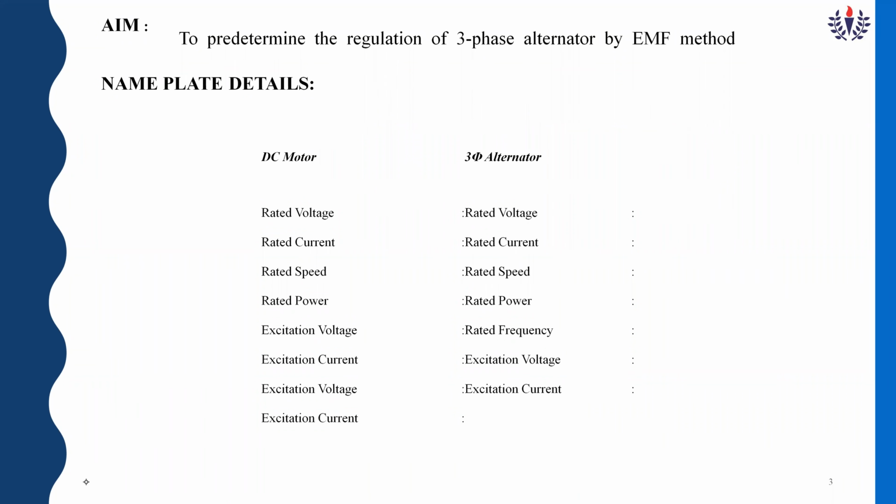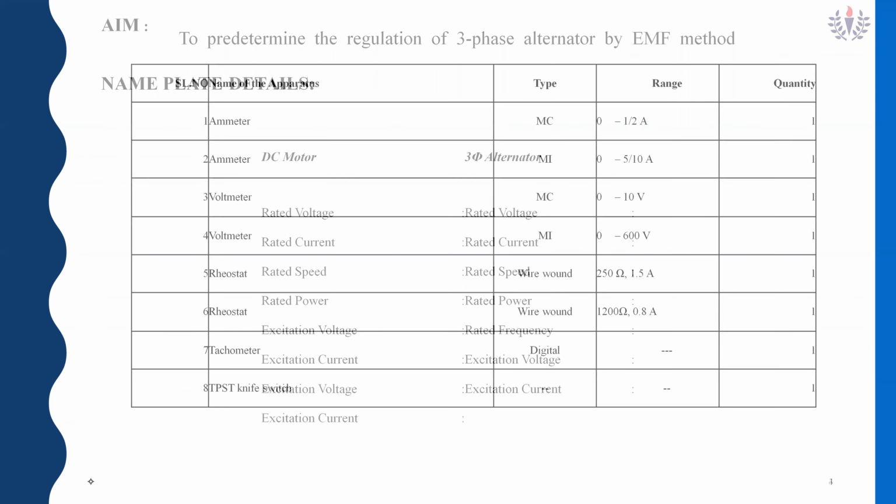the rated voltage, rated current, rated speed, rated power, and excitation voltage and excitation current of the armature and field in the DC motor. And in the alternator, you have to find out the rated frequency, excitation voltage, excitation current. These are the nameplate details which you have to note down from the hardware kit. So now let us go to the next one.